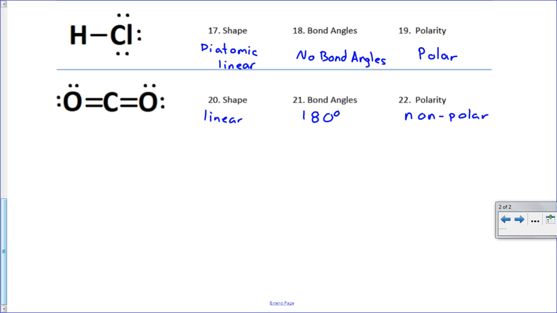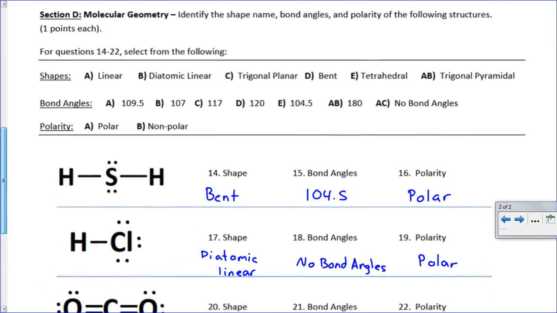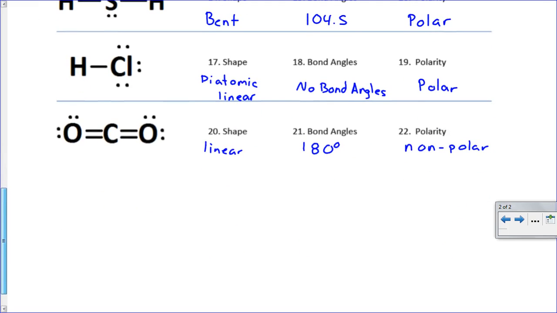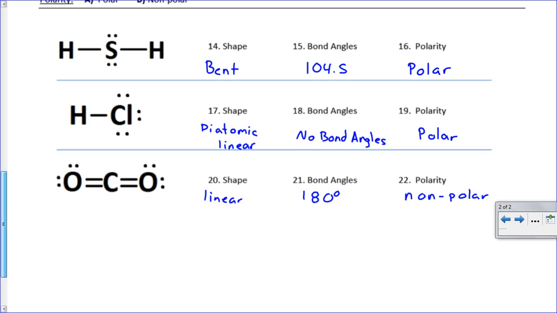Of course, if you were filling out the exam, you would be using the corresponding letters here to identify each of those shapes, bond angles, and polarities. But this should just give you an idea of how things go with those. If you're confused by any of these concepts, make sure that you watch the video for the Unit 6 review. And also, I'm open if you have any questions, you can come in and ask.